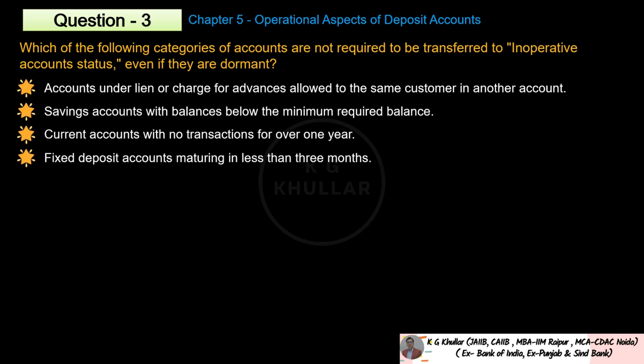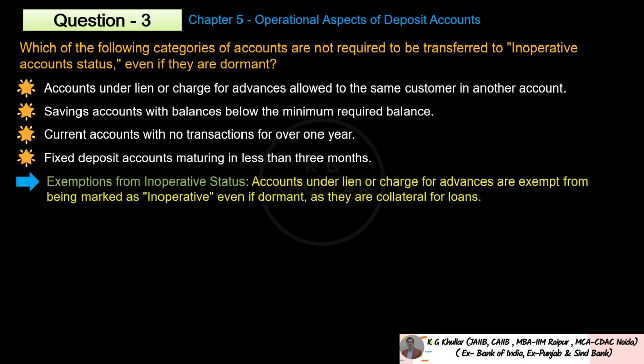Now friends, please note accounts under lien or charge for advances allowed to the same customer in another account are exempted from being transferred to inoperative account status, even if they have a dormant status. Now this is because these accounts are actively held as collateral against loans and advances, and therefore remain functionally tied to financial arrangements of the customer. So as far as this question goes, the correct option is option A.